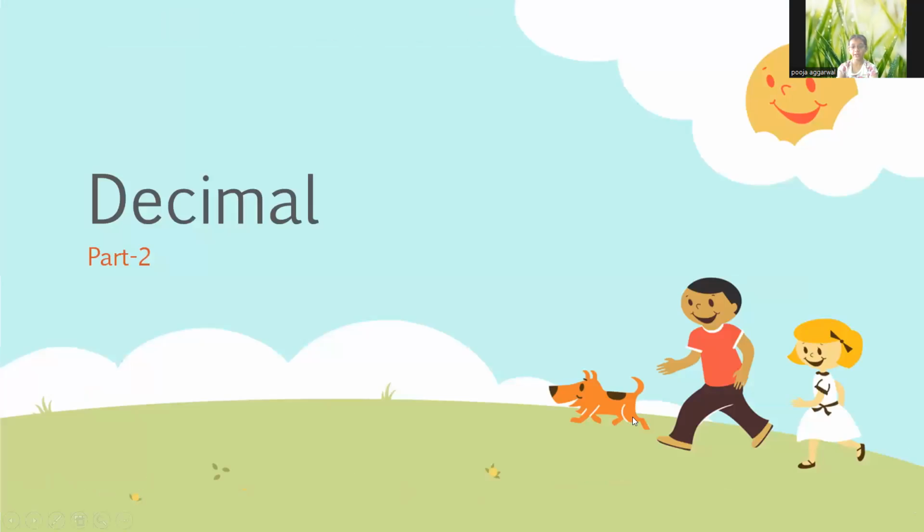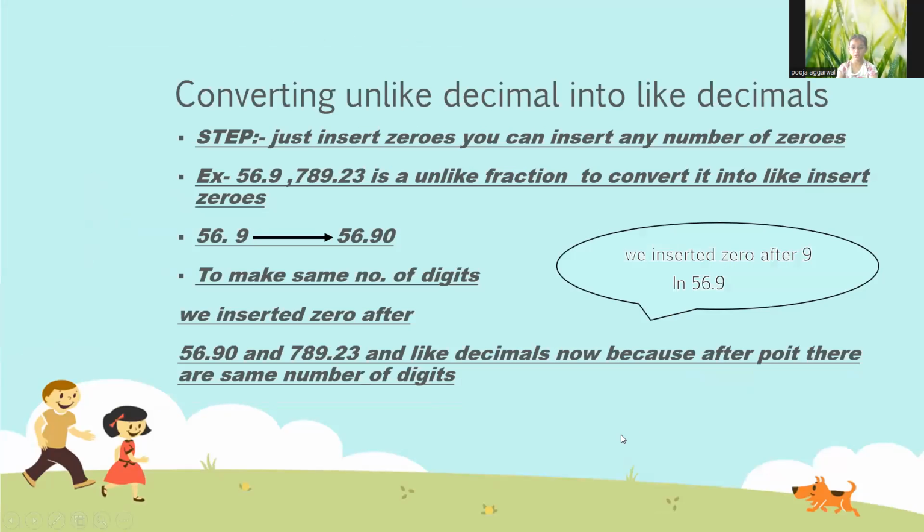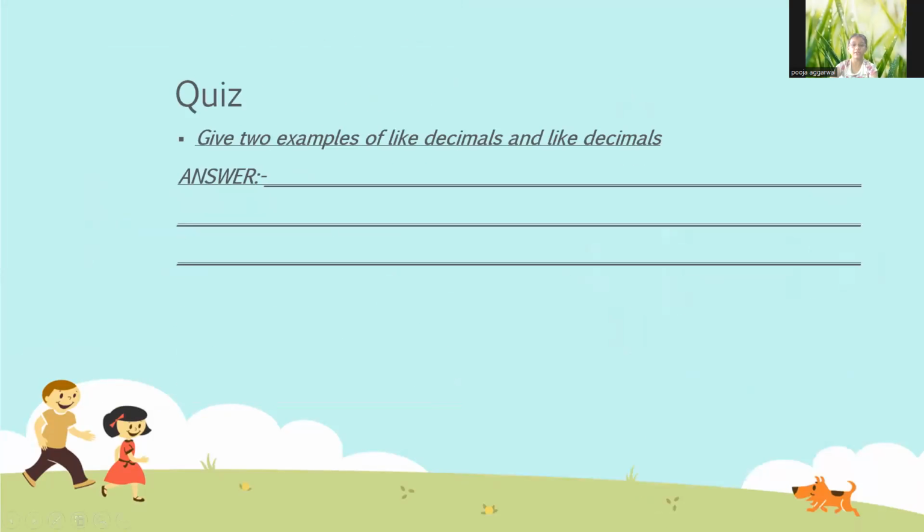So I will give you a quiz on the basis of this. Solve this quiz. Give two examples of like and unlike decimals. Here you have to give two examples of like and unlike decimals. I will give you only 20 seconds to solve.